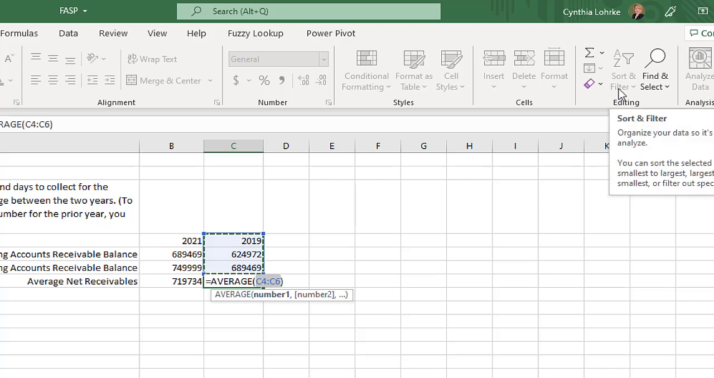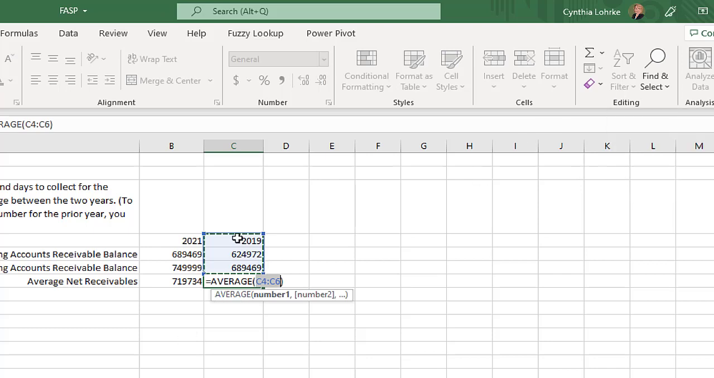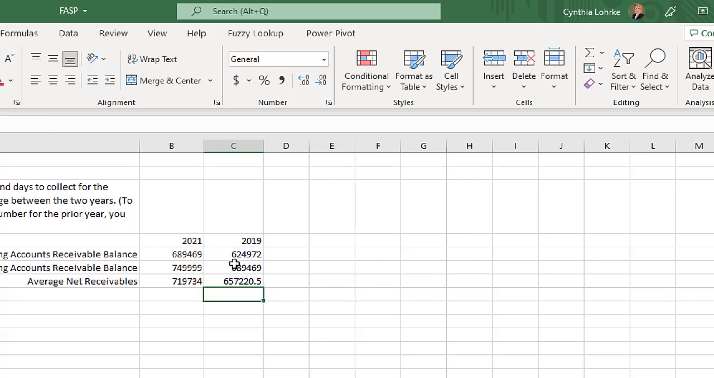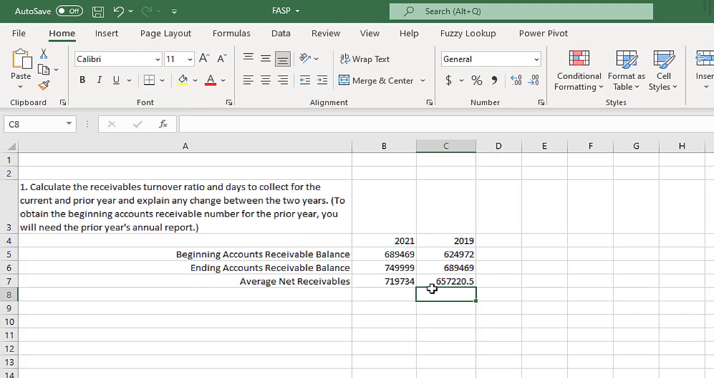Just going to click on that and it will automatically pick all the cells. The problem is we only want to pick 2. So I'm going to highlight these 2 and then I just hit enter. And there's my average net receivables for 2019. All right, let's format these.